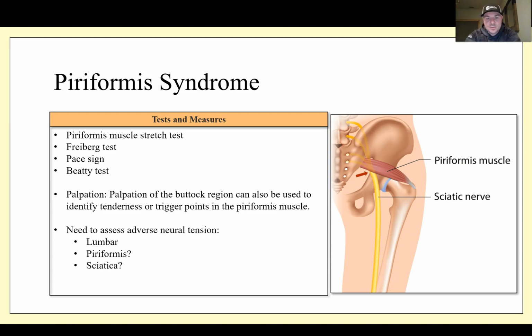Palpation deep into the buttock region can also be used to identify this. If you push into someone's piriformis and their leg starts going numb, that may be a sign that they have true piriformis syndrome. If they're having sciatica-type symptoms down their leg and you push in the piriformis and it's just tender in that area, you probably don't have true piriformis syndrome. It might just be taut or hypertonic muscle.